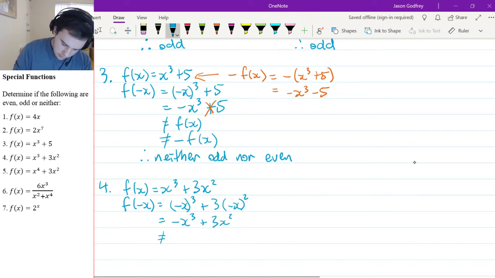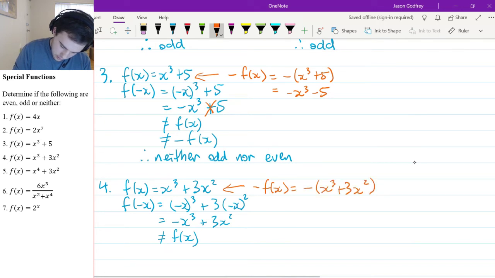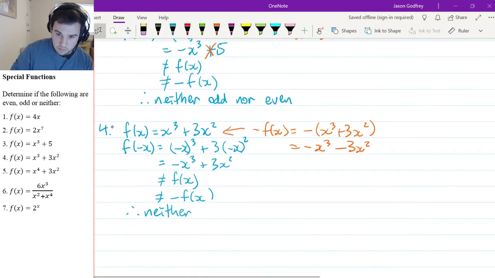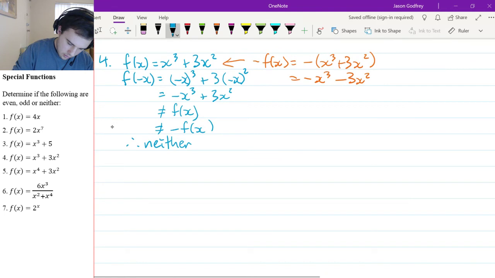So again, is this equal to the original function? Nope. What would negative f of x look like? Well, it would be negative x cubed plus 3x squared, which would be negative x cubed minus 3x squared. Is that the expression we have when we input negative x? No, it is not. We don't have negative f of x either, so it's not odd. It's neither odd nor even. I'll just write neither for now for efficiency. Next one, 5.